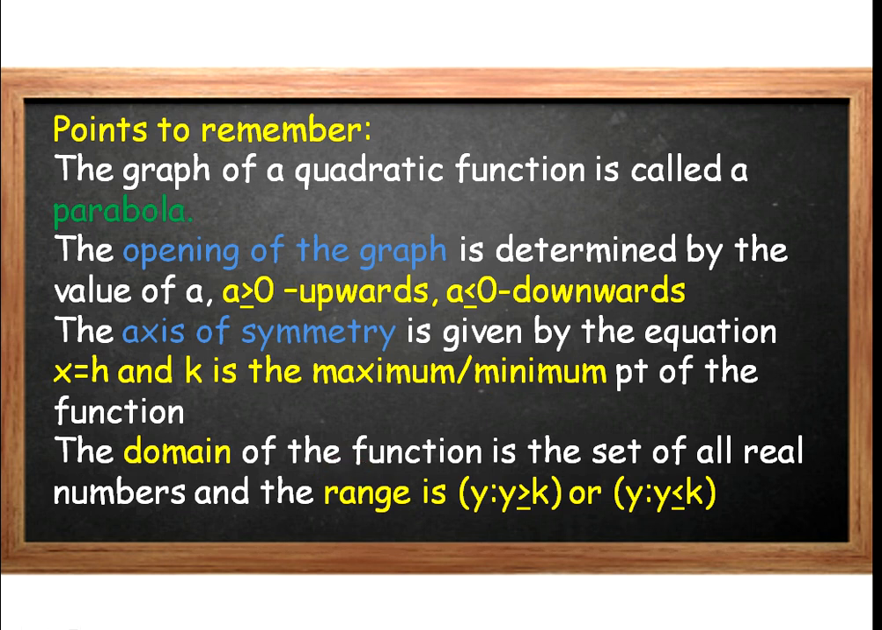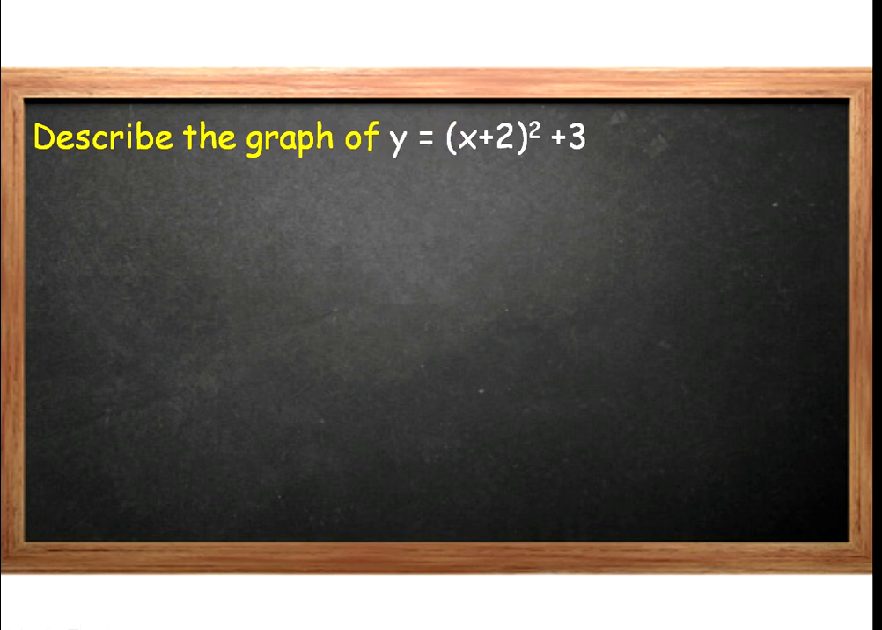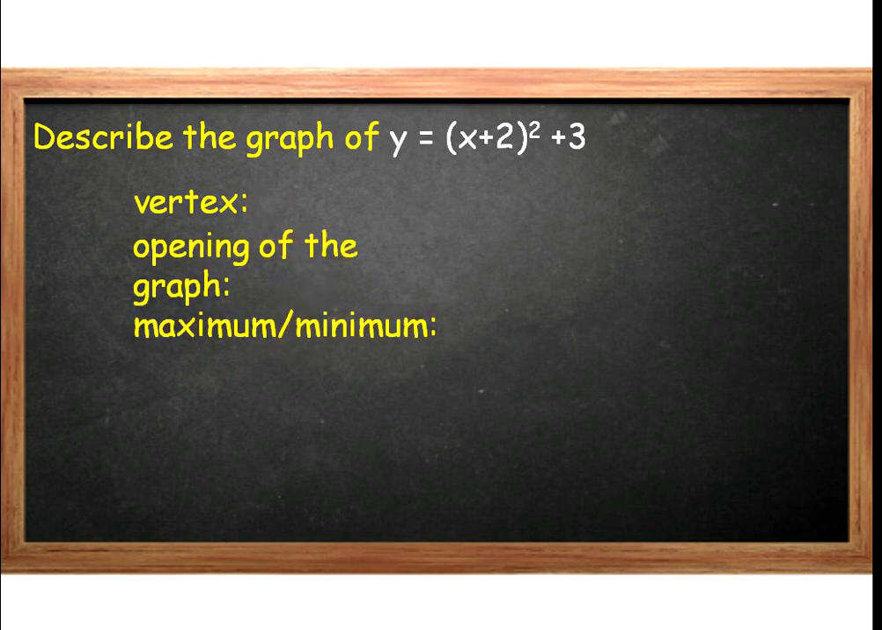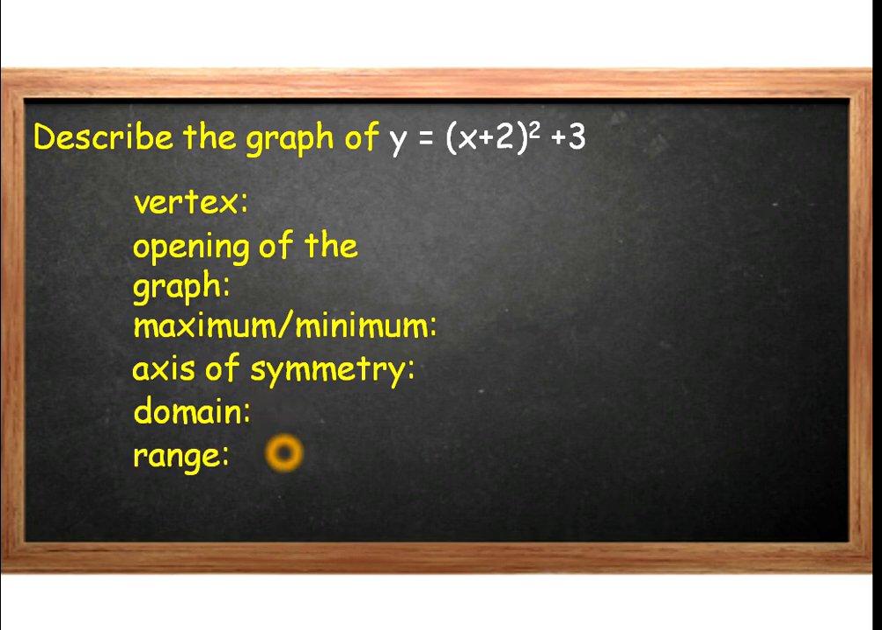The domain of the function is the set of all real numbers, and the range is either y such that y is greater than or equal to k if the graph opens upward, or y such that y is less than or equal to k if the graph opens downwards. Let's try describing the graph of this function. Y is equal to the quantity (x plus 2) squared plus 3. Let's determine its vertex, the opening of the graph, whether the vertex is a maximum or minimum point, the equation of the axis of symmetry, and the domain and the range.